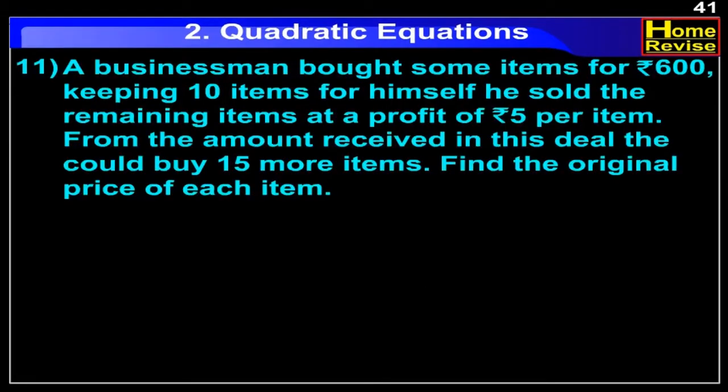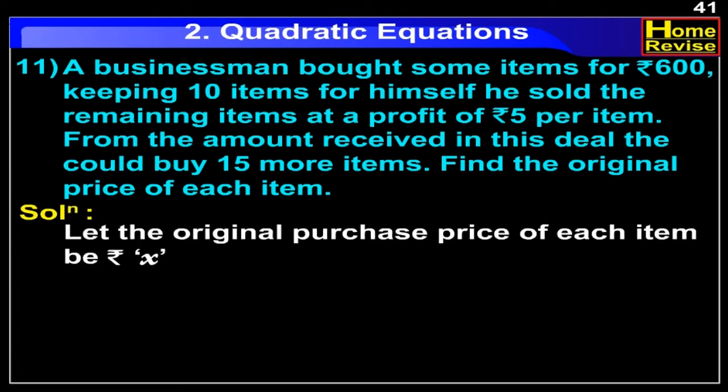A businessman bought some items for rupees 600. Keeping 10 items for himself, he sold the remaining items at a profit of rupees 5 per item. From the amount received in this deal, he could buy 15 more items. Find the original price of each item. Solution.